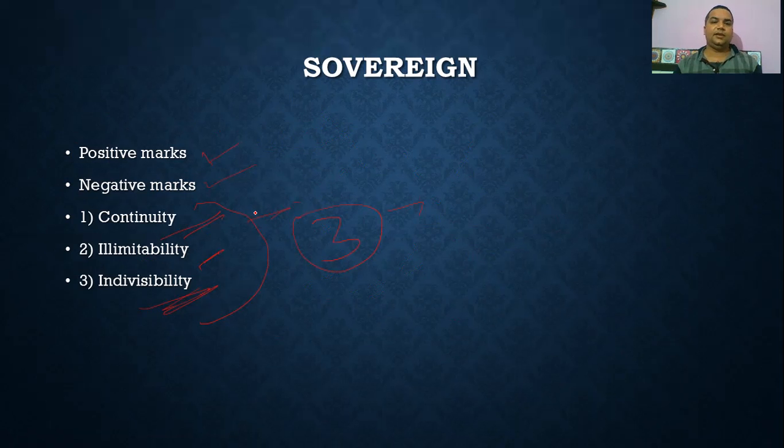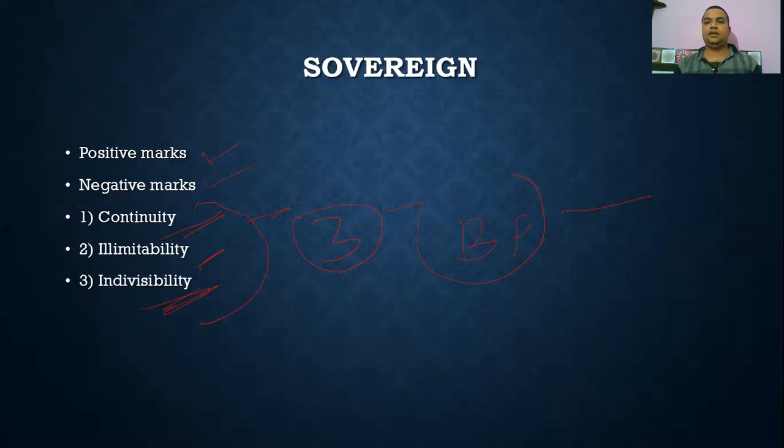The second element is illimitability. Sovereign power is unlimited. Another British phrase is that the British Parliament can do each and everything except one thing, to convert male into female and female into male. So the sovereign has unlimited power to do everything according to John Austin.